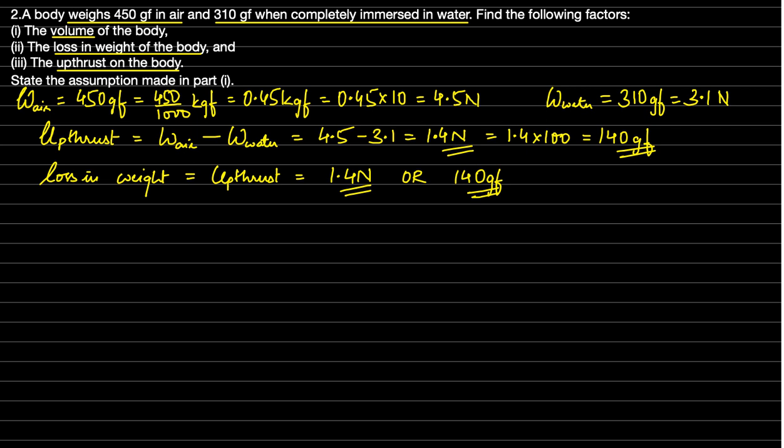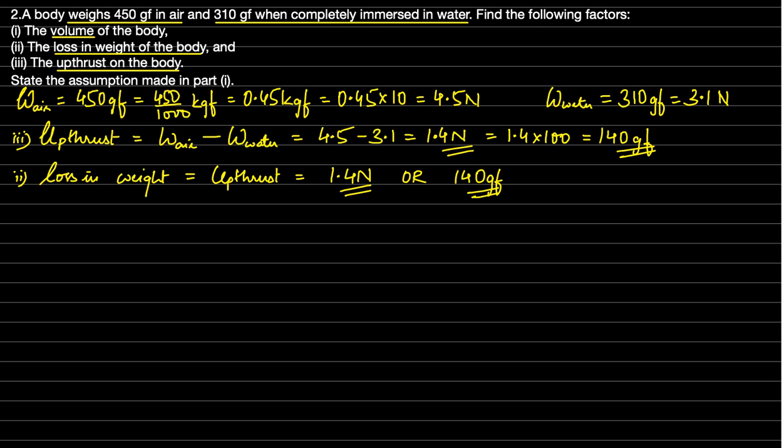Coming to the third part. I did the third part first, then we got the second part, and now we need to find the first part. Now for finding the first part, we can actually use the formula upthrust is equal to V into rho into g.